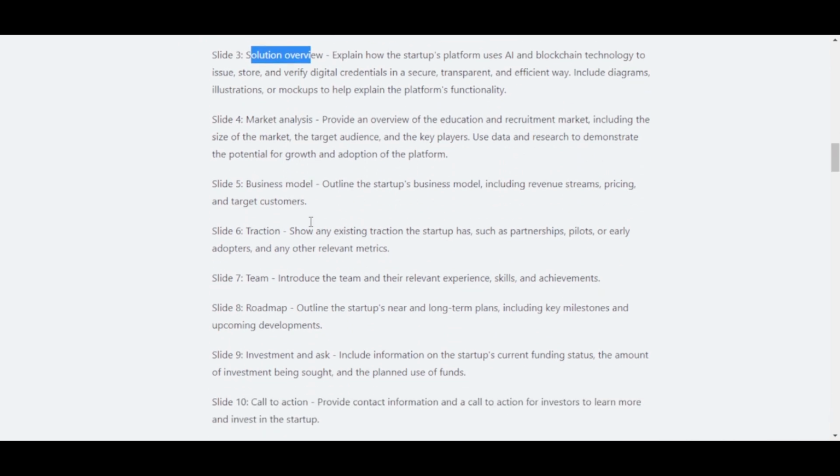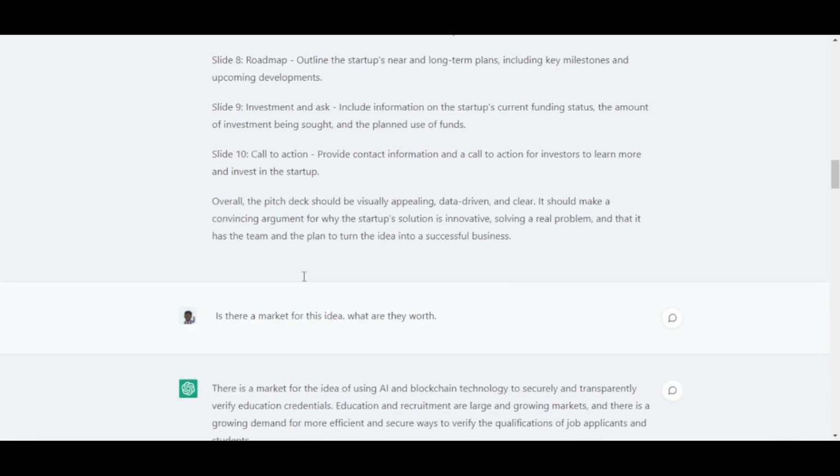We are going to see whether there is a market or not for this particular idea, and then what is the business model, then traction, team, roadmap, investment, and the ask for the investors.